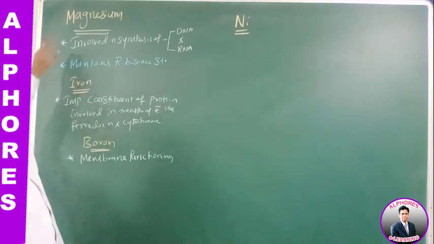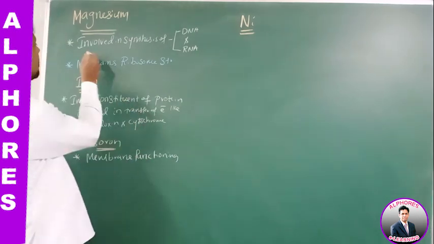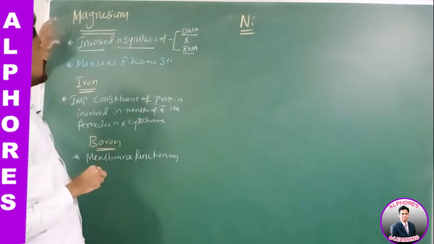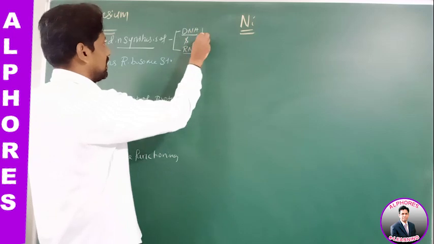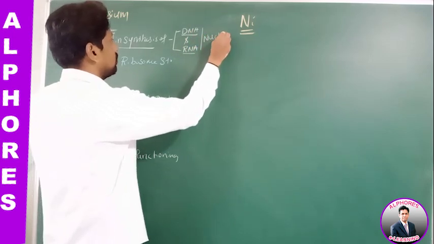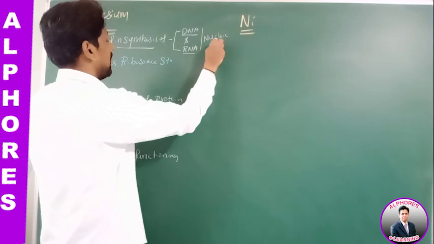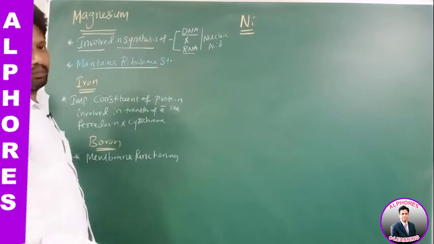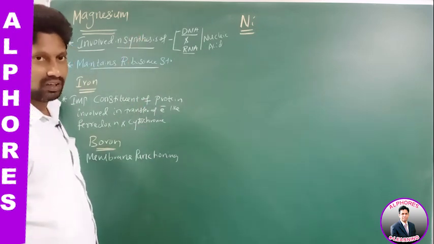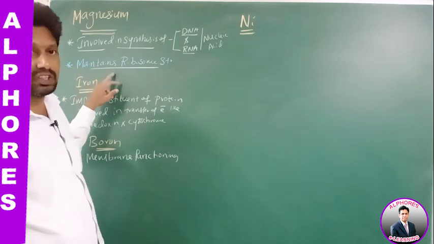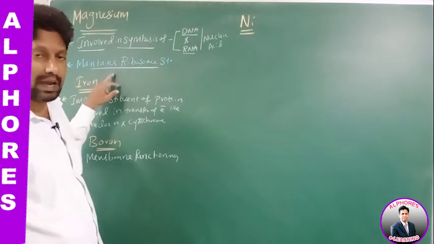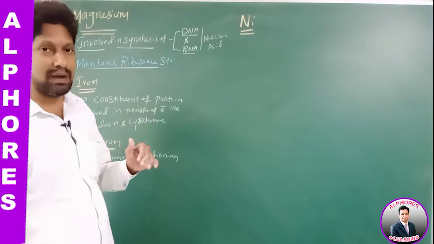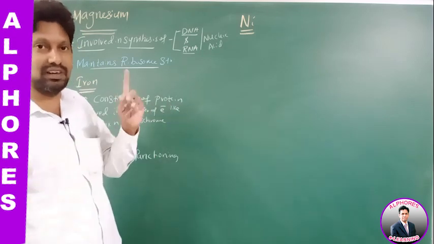Now listen here. Go for magnesium. This magnesium is involved in synthesis of DNA and RNA. This DNA and RNA both are nucleic acids. Sir, magnesium maintains ribosome structure. Right. Sir, if the concentration of magnesium is 0.001 M, the two subunits associate; less than 0.001 M, the two subunits dissociate. Yesterday we discussed this statement.